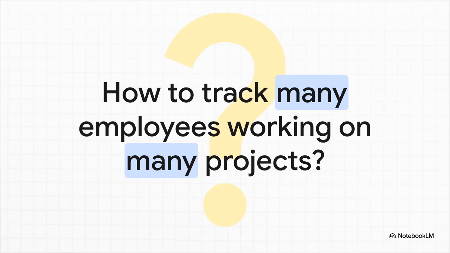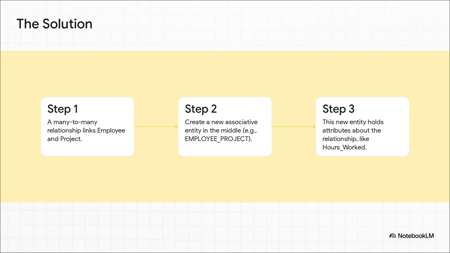So here's the puzzle. Where would you store information like the number of hours a specific employee worked on a specific project? It doesn't really belong with just the employee record, and it doesn't belong with just the project record either. And the solution is actually pretty elegant. You create a brand new entity that sits right in the middle, an associative entity. We could call it something like employee project. This entity's whole job is to manage the connection between employees and projects. And this is the perfect place to store attributes that are about the relationship itself, like hours worked.